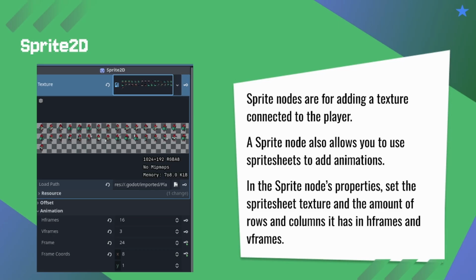So sprite nodes are used for adding a texture connected to the player. A sprite node allows you to add sprite sheets to add animations. So in the properties, you're going to want to load the texture, and then you're going to set the amount of rows and columns it has as H frames and V frames.